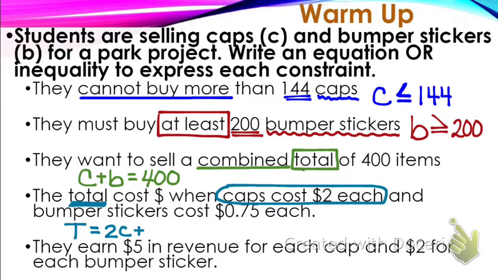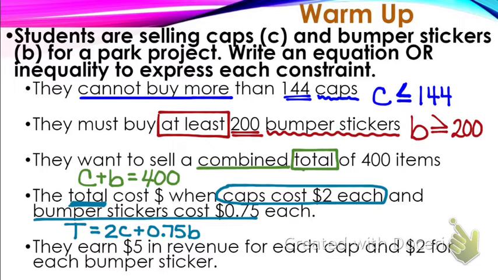2C is all the money that we're making from caps, right? $2 for each, so if I took $2 times the number of caps, that'd be all the money from the caps, plus what? 0.75B. What does the 0.75B represent? The cost per bumper sticker. But then I'm multiplying it by B. So what would doing this multiplication tell me? How many they sold would be B. 0.75 times B would be the total cost that they would have to pay for all the bumper stickers that they order.